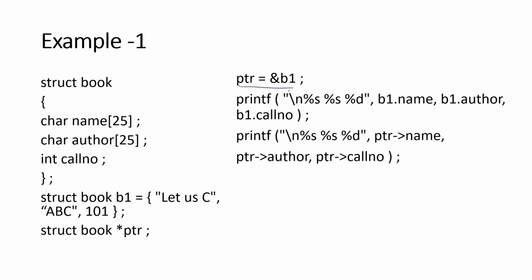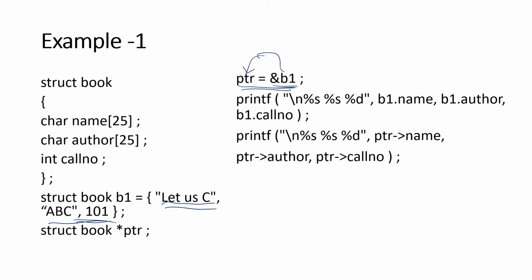So what I am doing here, I am assigning the address of the structure variable to the pointer. So again, I need not initialize the pointer variable with the same values that I have declared here. Directly I need to assign the address of the structure variable to the pointer.